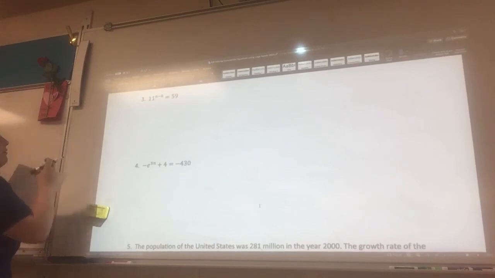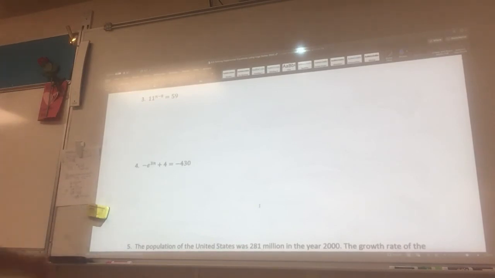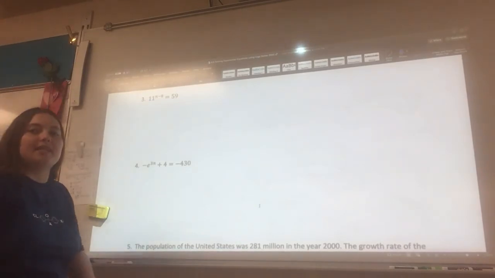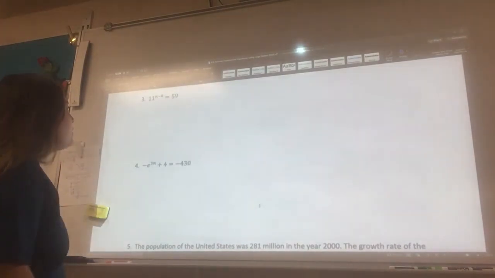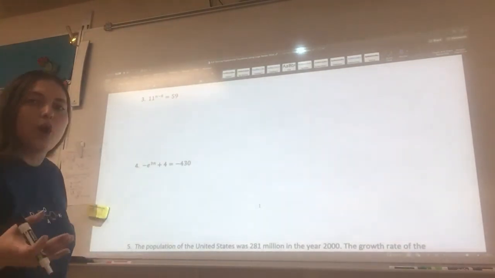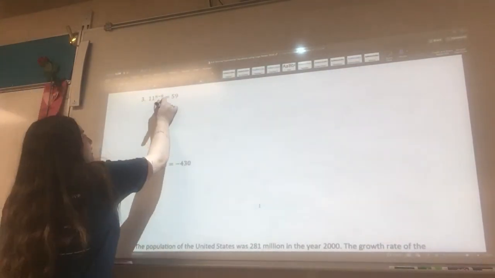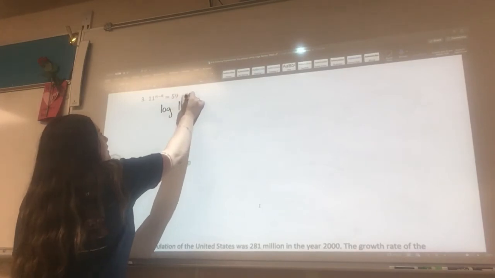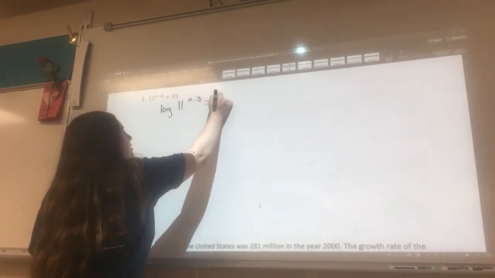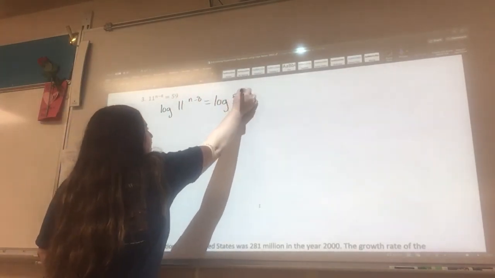So we have number 3, 11 to the n minus 8 equals 59. Well, it's already isolated. We don't have to do anything else to it. So I'm going to immediately take log to both sides. So I'm going to get log 11 to the n minus 8 equals log of 59.